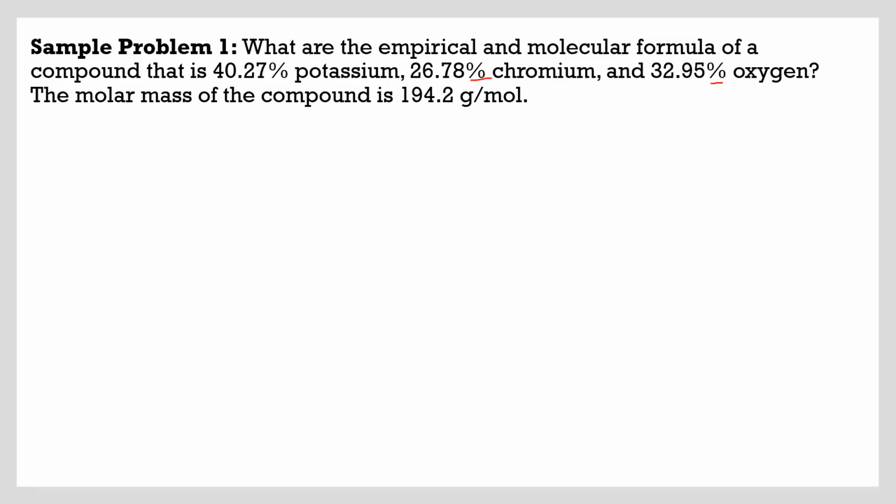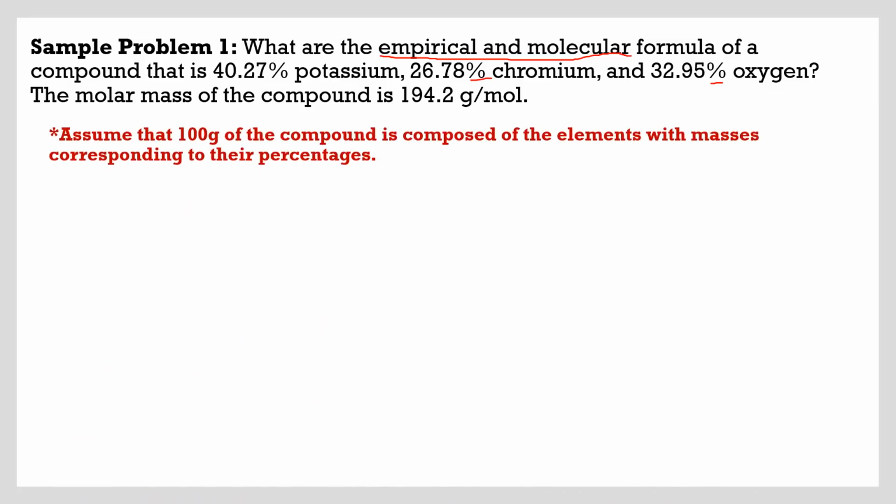And the unknown is the empirical and molecular formula. So what are we going to do to make this percent into grams, because that is what we are going to use? Now, the best way to solve this kind of problem is to assume that 100 grams of the compound is composed of the elements with masses corresponding to their percentages, so that we could remove the percent sign. The best way is to assume 100 grams of the sample.